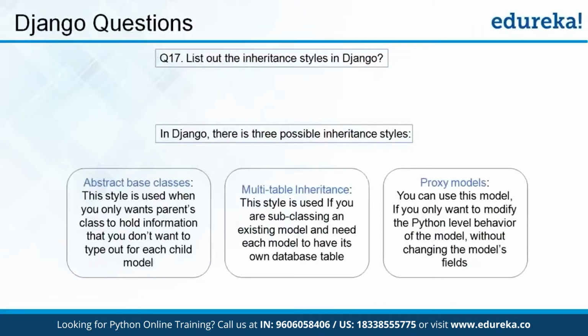Now, what are the different types of inheritance styles in Django? There are 3 possible inheritance styles. You've got abstract base classes, also known as ABC, you've got multiple table inheritance, and you've got proxy model. So what is an ABC? This style is used when you want the parent class to hold information that you do not want to type out for each child model. So basically you will have a particular parent class, and you would want the parent class to hold information, and you do not want to create it for each and every child class. That is where you use an ABC.